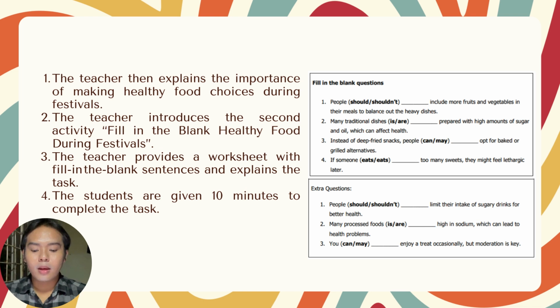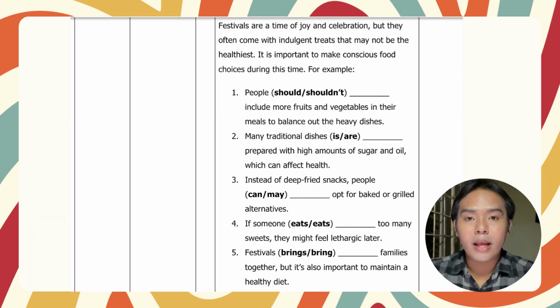Then for activity 2, the teacher will explain the importance of making, cooking or providing healthy food choices during festivals. Students will only be given 10 minutes to answer this during the lesson development. For example, there are some questions provided for the students to answer during the activity. There are 5 questions, but the teacher also provides another extra question just in case the students can answer all the questions.